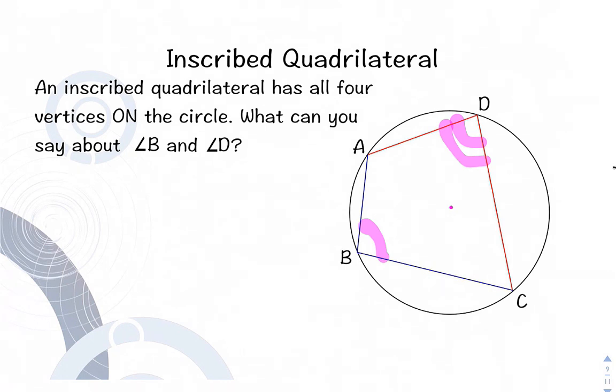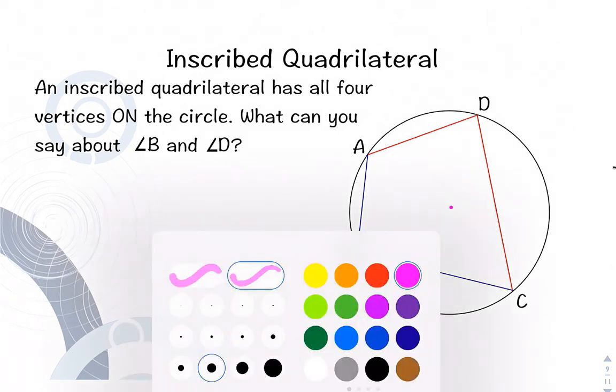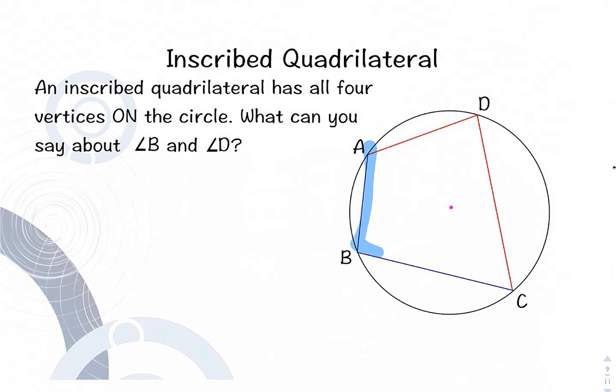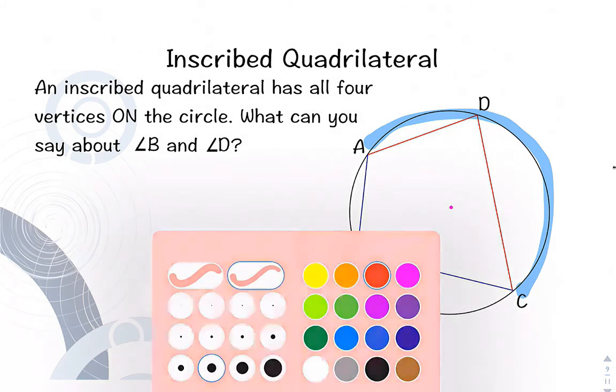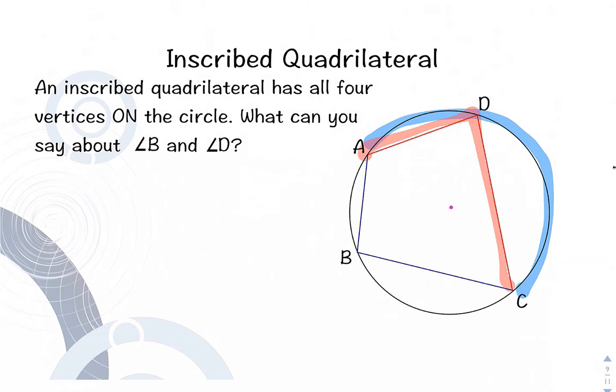Okay, well, if you notice here, angle B, let's make this blue. That's an inscribed angle, and the arc here is that guy. And we know that it is half of that arc. So keep that in mind. Let's look at angle D. Angle D is this inscribed angle here. The intercepted arc is that guy, which we know it's half of that intercepted arc.